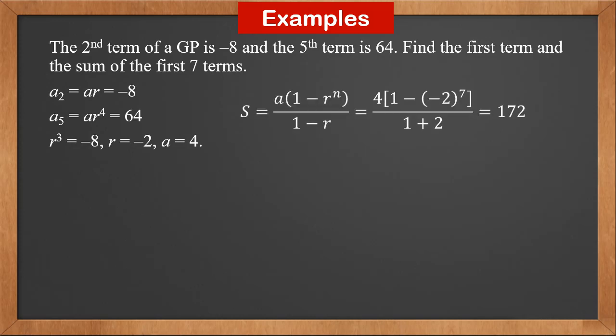Using the formula, the sum of the first 7 terms is 4 times 1 minus minus 2 to 7 over 1 plus 2. It is 172.